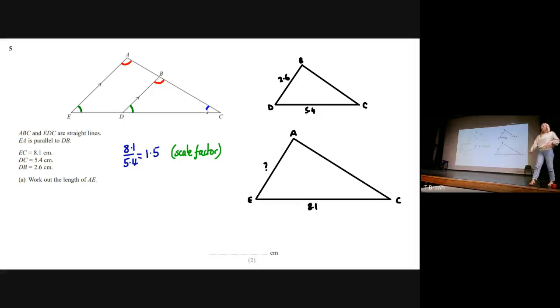So that tells me if I want to get any sides on this triangle, I just need to take the corresponding side on this triangle and times it by 1.5. Hopefully that will help you to know how to get AE. So AE, we're going to take 2.6 and times it by 1.5, which is 3.9. Okay, we're going from the small triangle to the big triangle, so we're going to multiply. If I was going from this triangle back to that one, I'd need to divide.